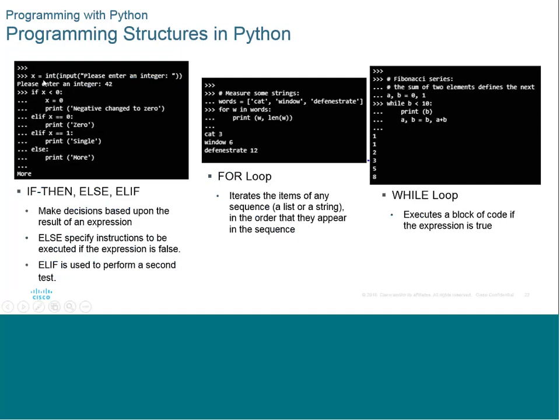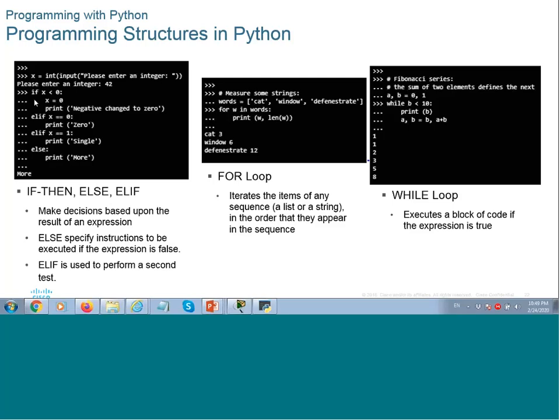Right? Now, we are giving the condition here. If X is less than 0, then X is equal to 0. We have given two conditions here. If X is less than 0, X is 0, print negative change to 0. And then else if X is equal to 0, print 0. Else if X is equal to 1, print single. Else print more.